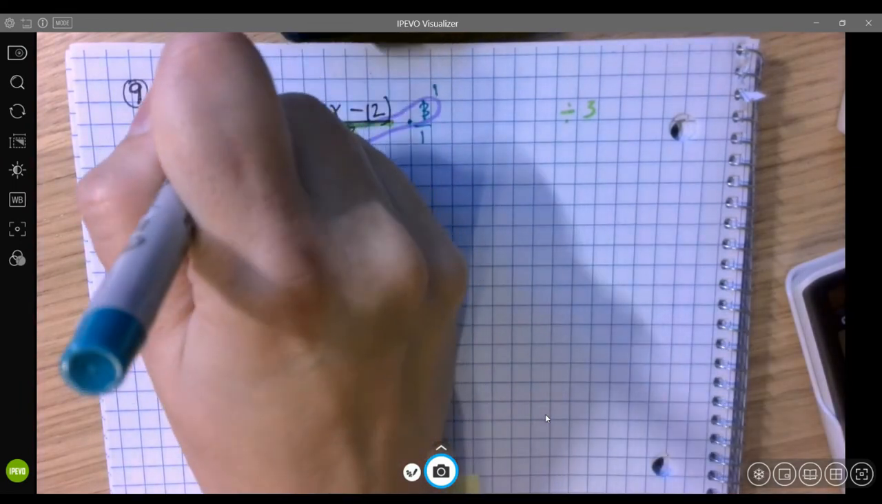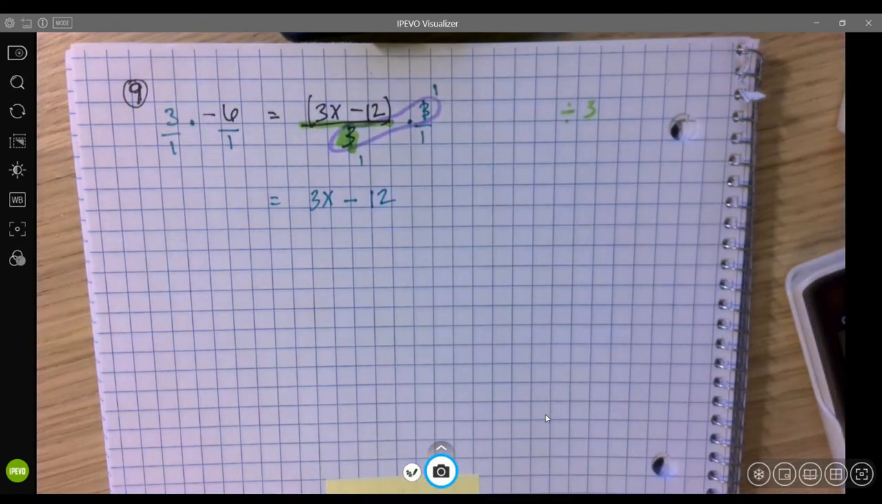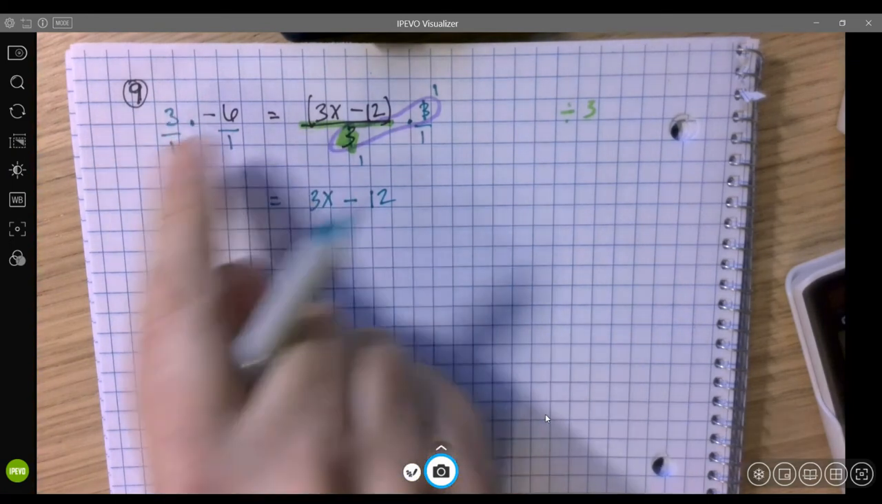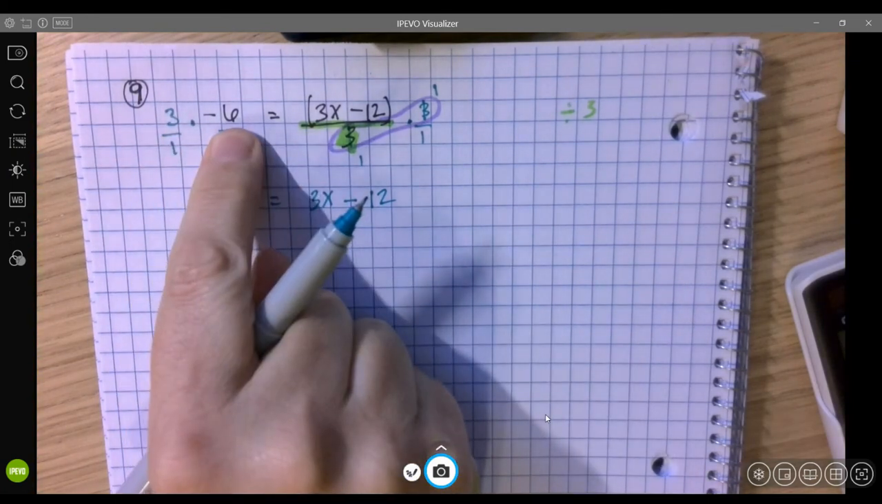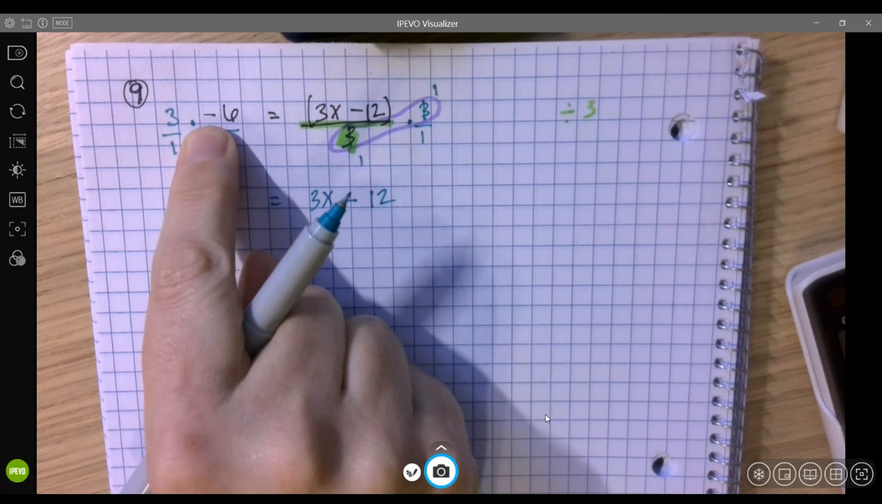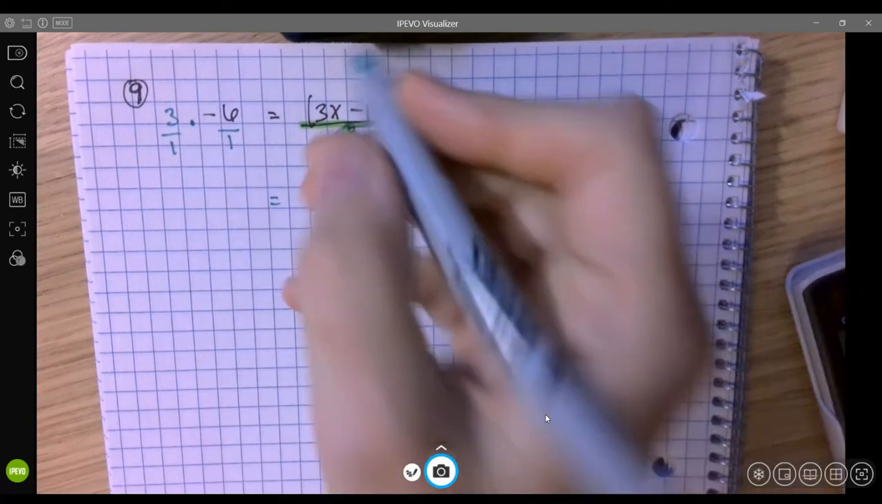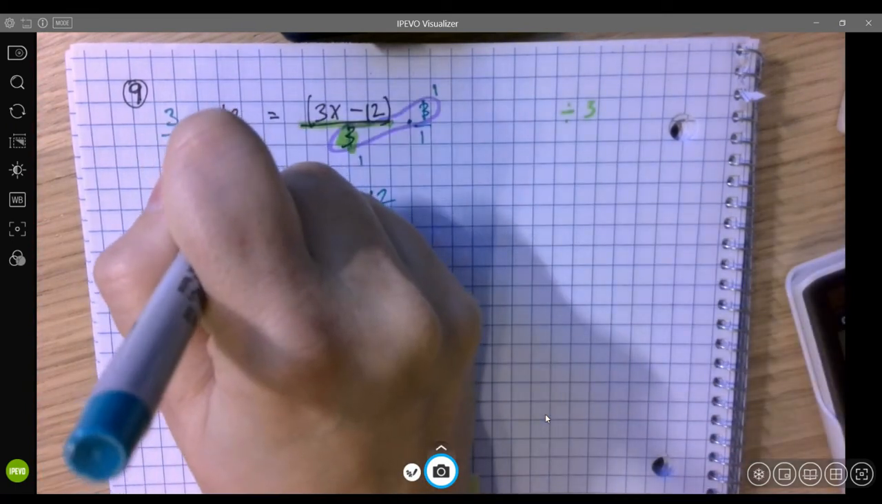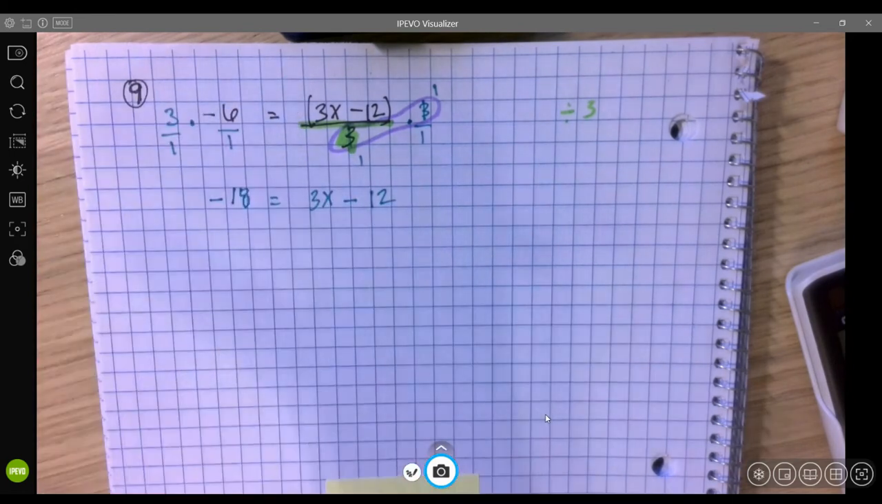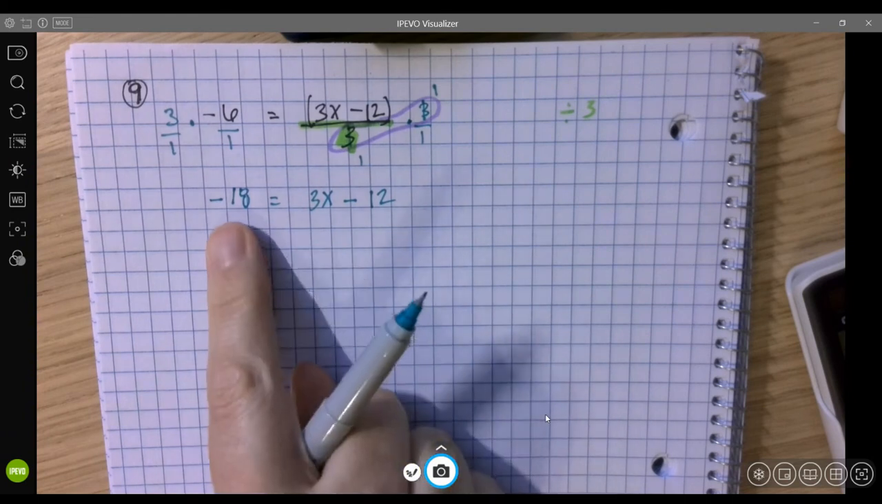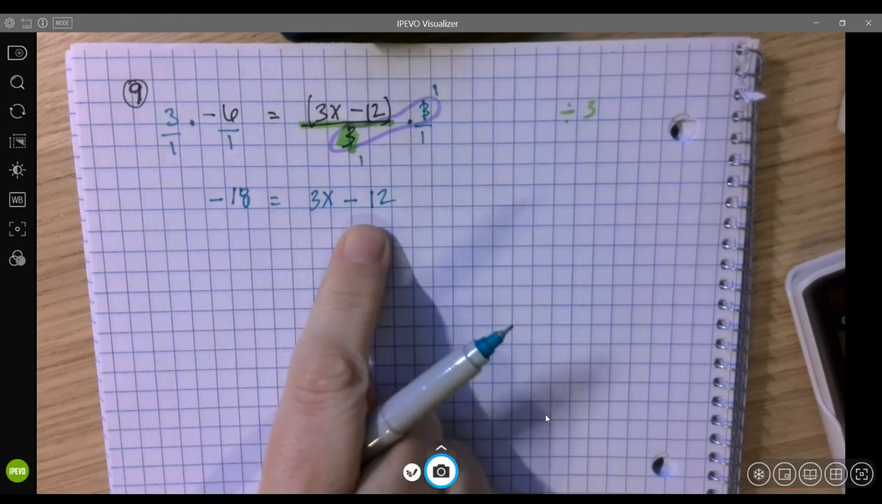So -6 multiplied by 3 is the same thing as -6 over 1 times 3 over 1. 3 times 6 is 18, but there's a negative in there, so 3 times -6 is -18. And 1 times 1 is 1, I don't need to write that in my denominator. So now I have -18 equals 3x minus 12.